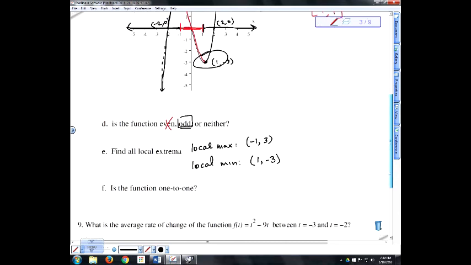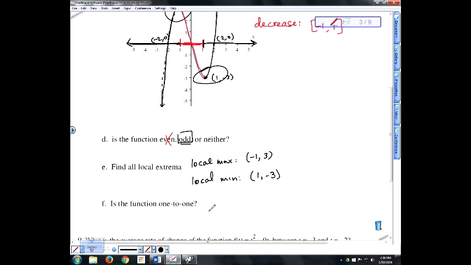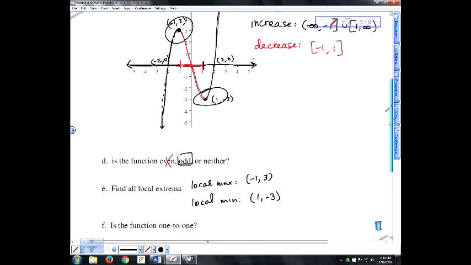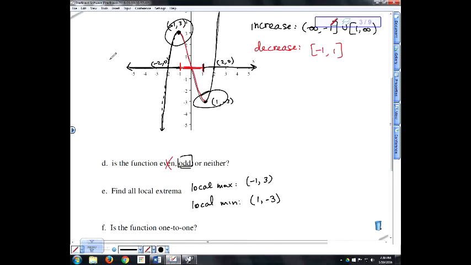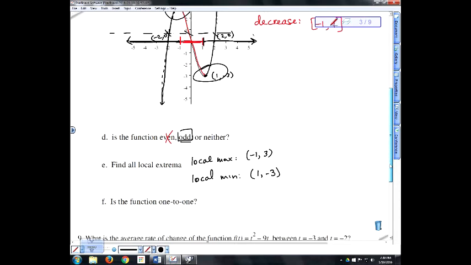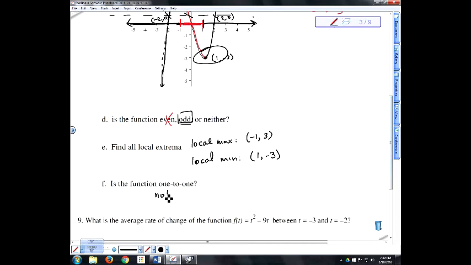Is the function one-to-one? A one-to-one function passes a horizontal line test. It's obviously a function because it passes the vertical line test, but if I were to draw a horizontal line anywhere through the graph, it hits, in this case, 3 times, so it fails the horizontal line test, so it is not one-to-one.